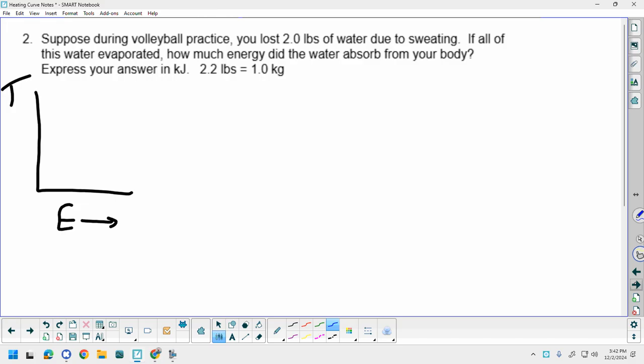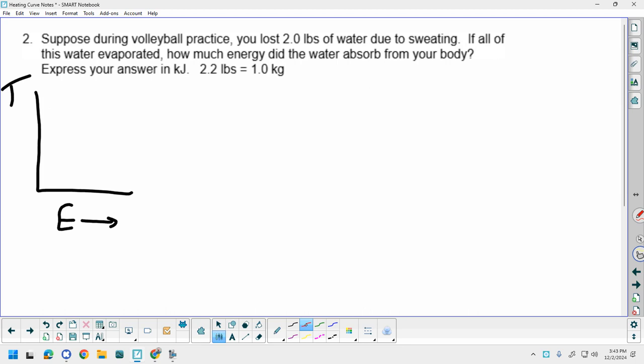Question number 2. Suppose during volleyball practice you lose 2 pounds of water due to sweating. If all this water evaporated, how much energy did the water absorb from your body? Express your answer in kilojoules. So we've got a few things going on here. First, let's talk about our heating slash cooling curve. I've got liquid water that is being evaporated. When you sweat, you end up with liquid water on the surface of your body. Your heat from your body then gets absorbed into the sweat, and the sweat turns into vapor that goes out into the air around you.